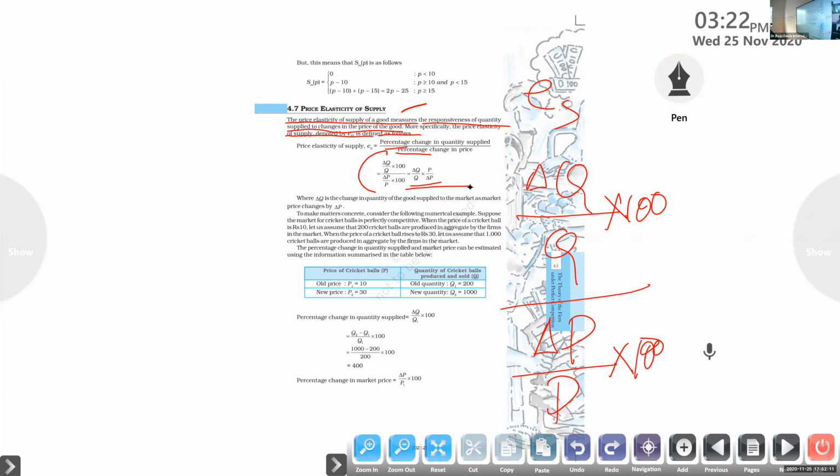Mathematically that is correct. Where delta Q is the change in quantity of goods supplied to the market as market price changes by delta P. So when the market price changes by delta P, the quantity supplied to the market also changes by delta Q. Clear?